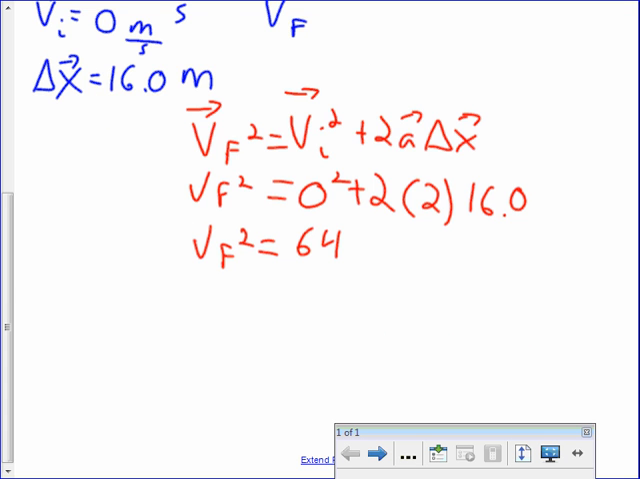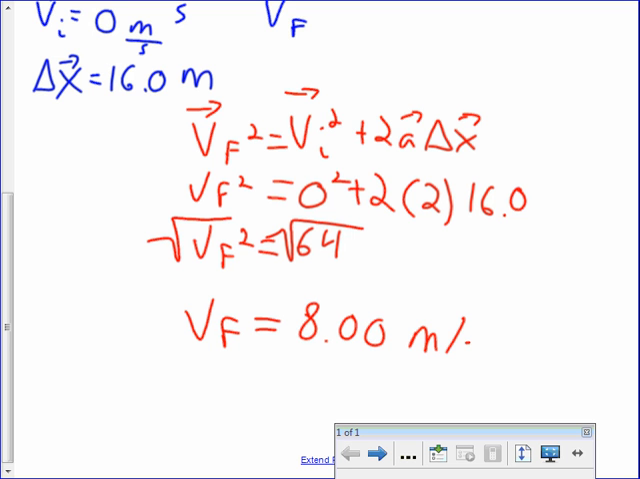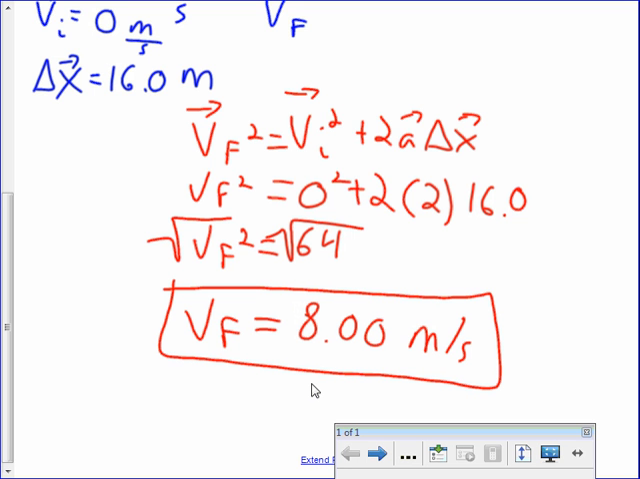I want my final velocity, so I need to square root both values. And you can get a calculator to do that, or you probably know in your head that the square root of 64 is equal to 8. I need 3 sig figs, so my final answer is 8.00 meters per second.